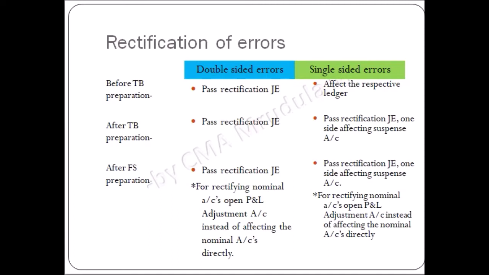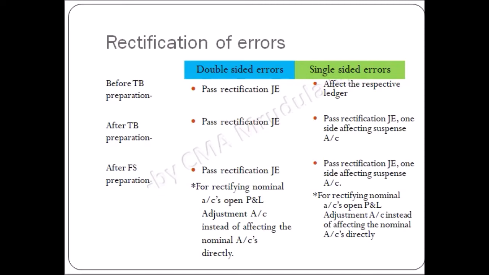So, double-sided errors means errors affecting both the debit and the credit of a transaction. The steps to rectify a double-sided error: if the error is identified before preparation of the trial balance, then just pass a rectification journal entry, because the error had affected both the debit and the credit side.